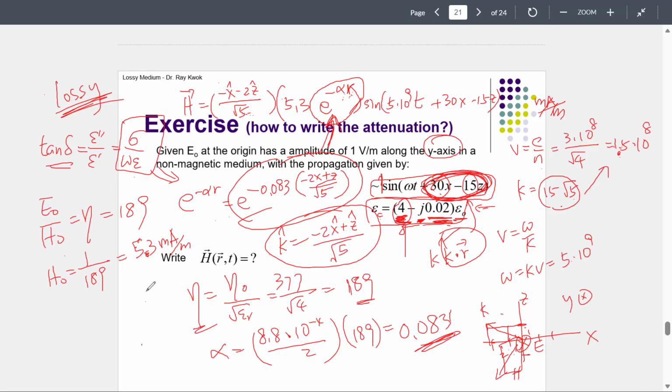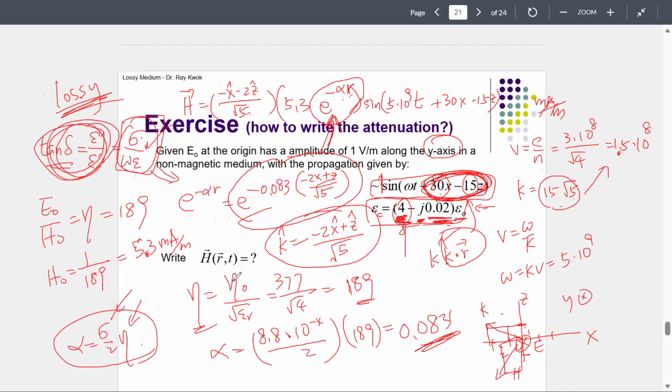Alpha is equal to sigma over 2 times eta. Because it's low loss, you're looking up the formula. So you have to get sigma. How do you get sigma? Because you know the loss tangent, and that is sigma over this. So we can calculate sigma here. What is eta? Eta is eta naught divided by that. Yeah, you calculate that, you get alpha.